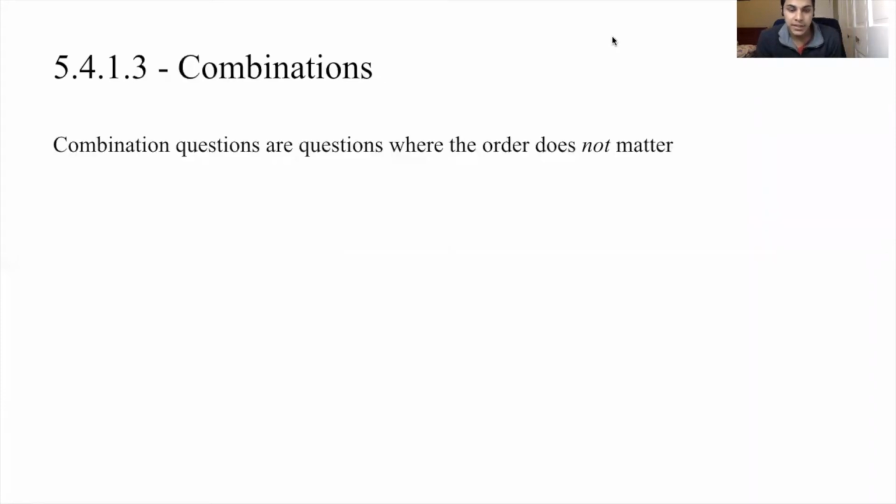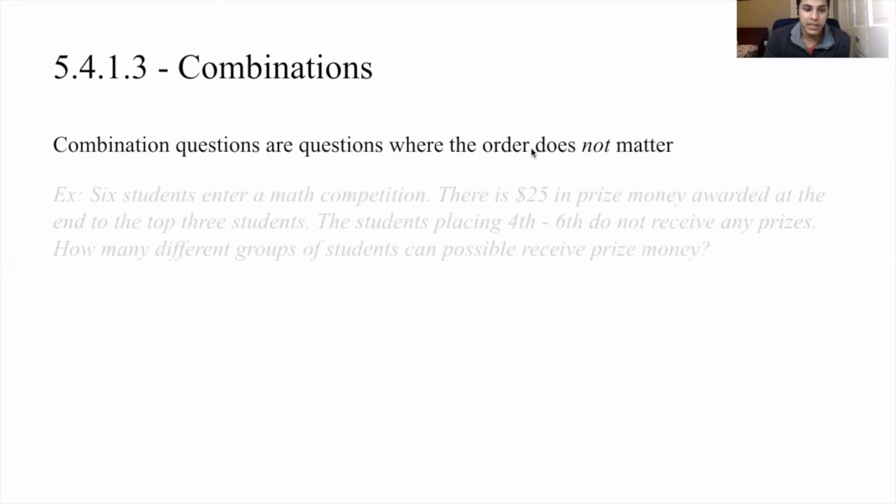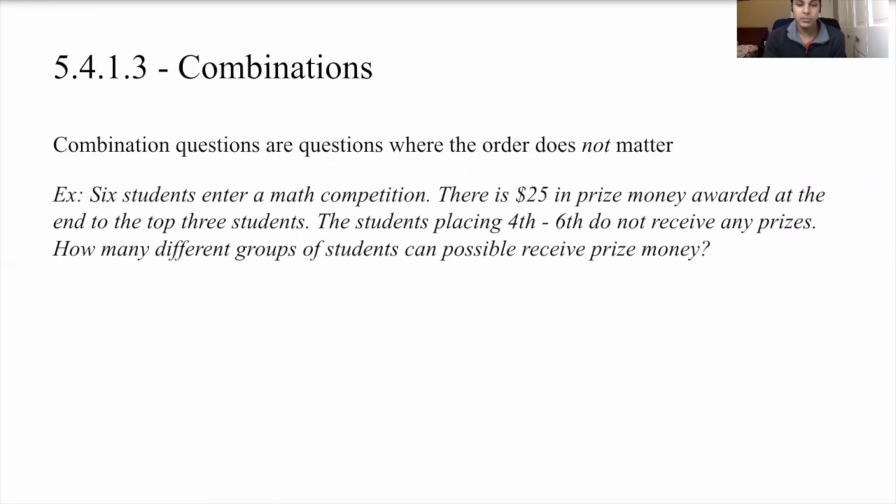All right, so I said that there are two main types of combinatoric questions, and the other one is combination questions. So we had permutations where the order did matter. Now we have combinations where the order does not matter. So let me give an example of a question. Now this is similar to a question that we saw earlier that I gave as a permutation question, but now it's a combination question because of one key difference.